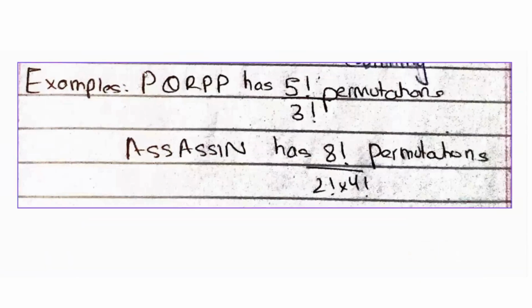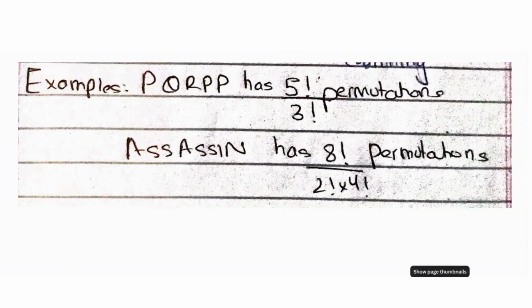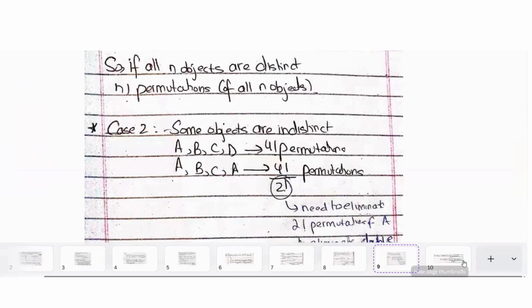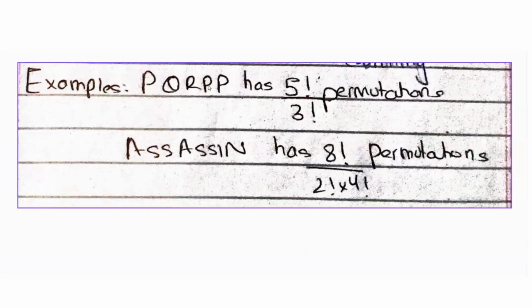Let's look at some examples. For example, PQRPP, with three P's, has 1, 2, 3, 4, 5, so 5 factorial permutations, but divided by 3 factorial to eliminate the 3 factorial permutations of P. Like over there, it was to eliminate the 2 factorial permutations of A. Here it is to eliminate the 3 factorial permutations of P to avoid double counting.